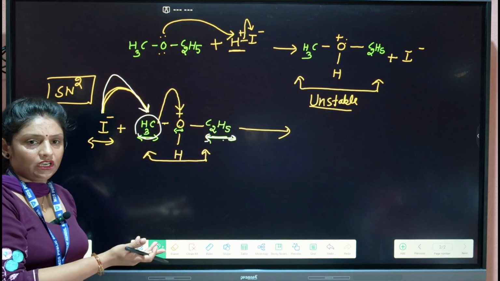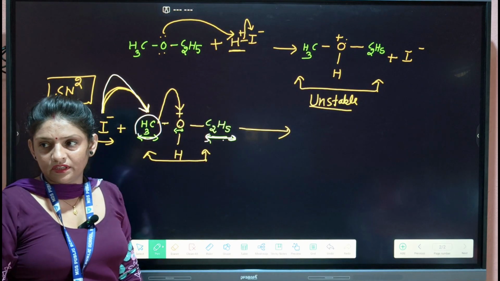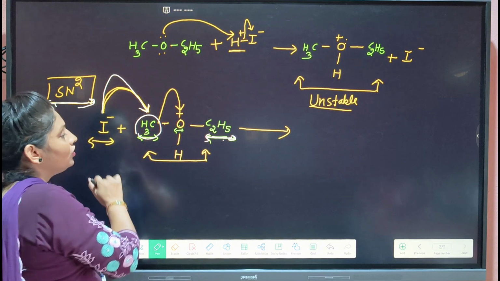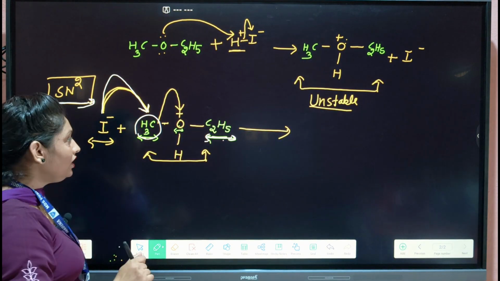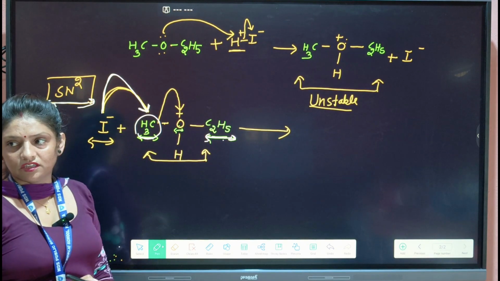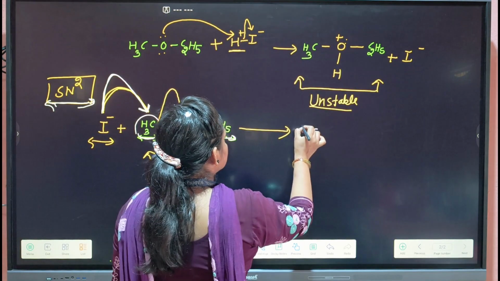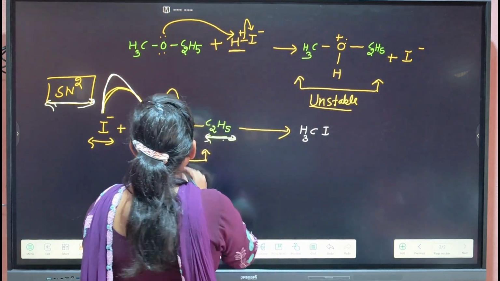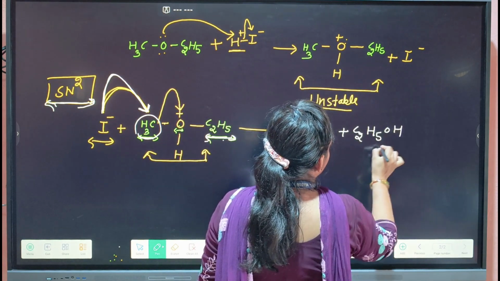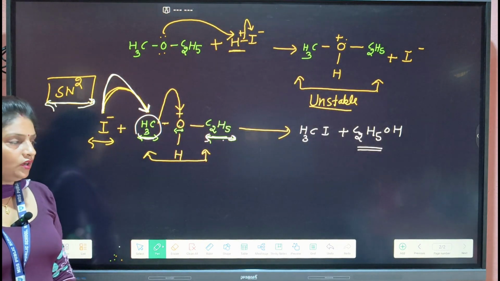If both are symmetrical, both alkyl groups are the same, so it can take electron from anyone. But here, because we are following the SN2 mechanism, it will do the backside attack on that carbon which is less hindered. Clear to you or not? So here what will be the product we will get? We will get CH3I, methyl iodide, plus ethanol. Any doubt in this? Okay.